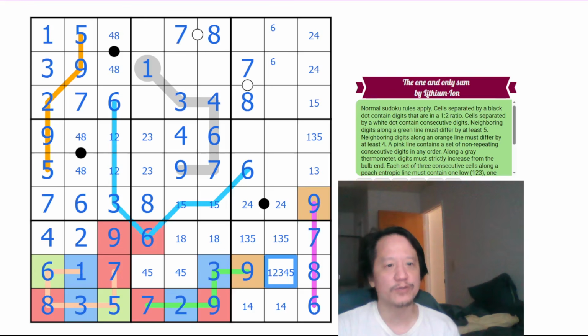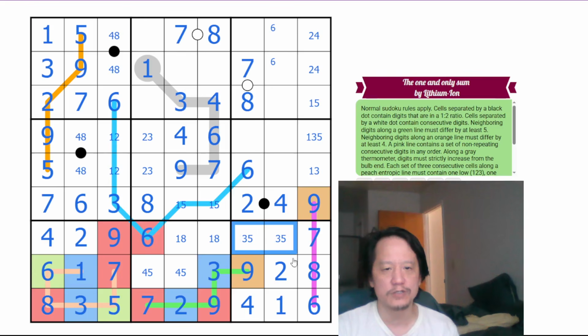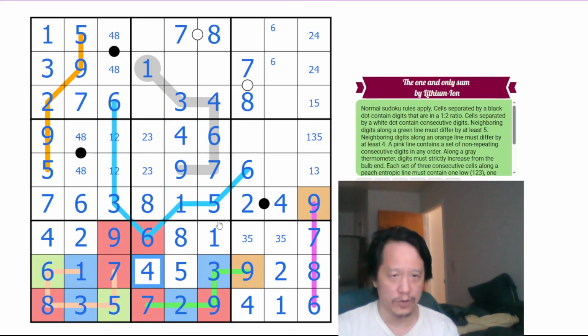Sorry, 1, 3, 4, and 5 here. So this is 2. 2 eliminates 2 here, so it's 4 and 2. 4 eliminates 4 here, so it's 1 and 4. No more 1s here. 8 eliminates 8 here, so this is 1 and 8. 1 eliminates 1 here, so it's 5 and 1. 4 eliminates 4 here, so it's 5 and 4.